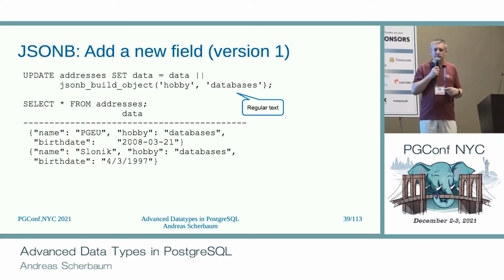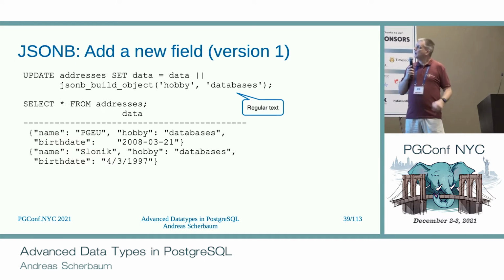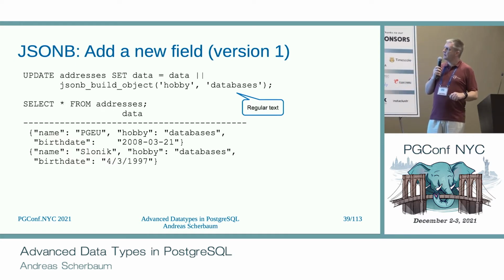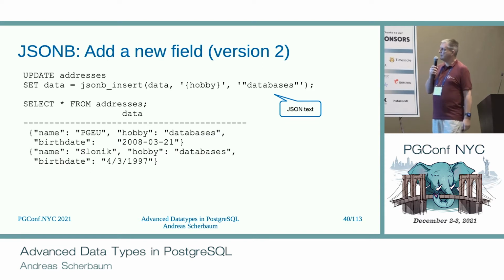You can add new fields, because it's JSON, you can just extend it. Again, I have a JSON build object here, the same function call I used before to rename the field, and I just add a new field here, and you see I get one new field with my hobby here. In the same way, like before, we can also remove fields. As another version, I can use JSONB insert, which just appends new fields into my JSON object. Basically, it's the same result in the end. This here has to be JSON text, not Postgres text, because it's a JSON manipulation.